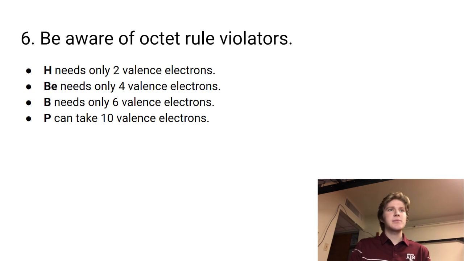There is a step 6, which is just to be aware of any octet rule violators. Here's some common ones. Hydrogen only has 2 valence electrons, and there's some elements like beryllium, which only requires 4, boron, which only needs 6, and some atoms like phosphorus can take as many as 10 valence electrons.